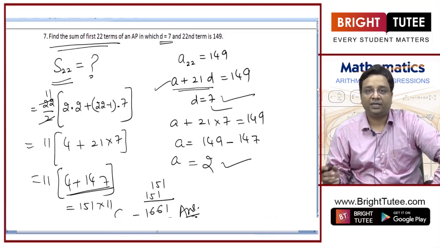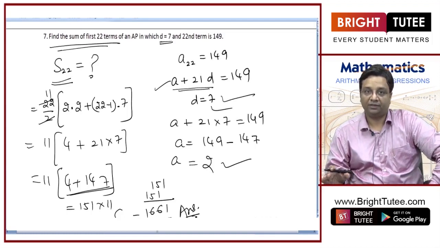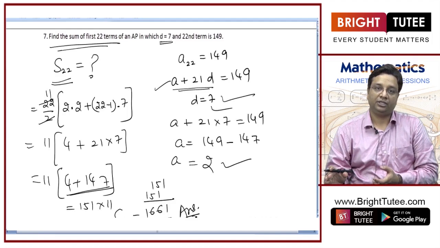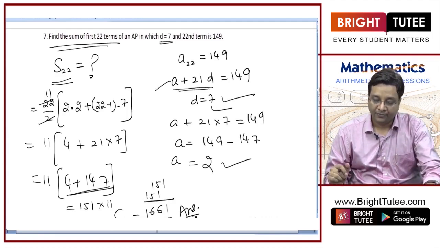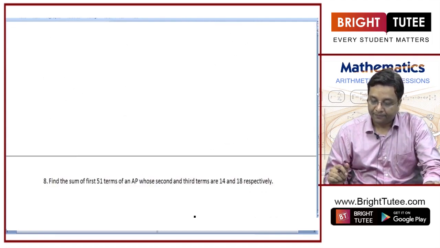So this is your S22. Right, calculation part I am doing for you, but you should do it yourself. You can pause the video and do the calculations yourself. Right, okay.